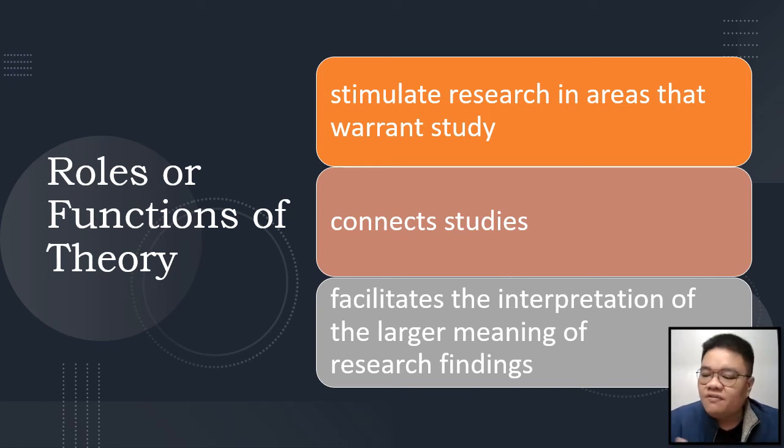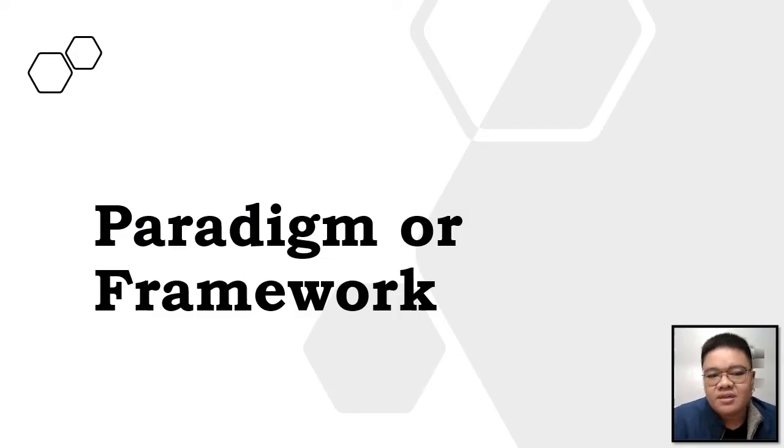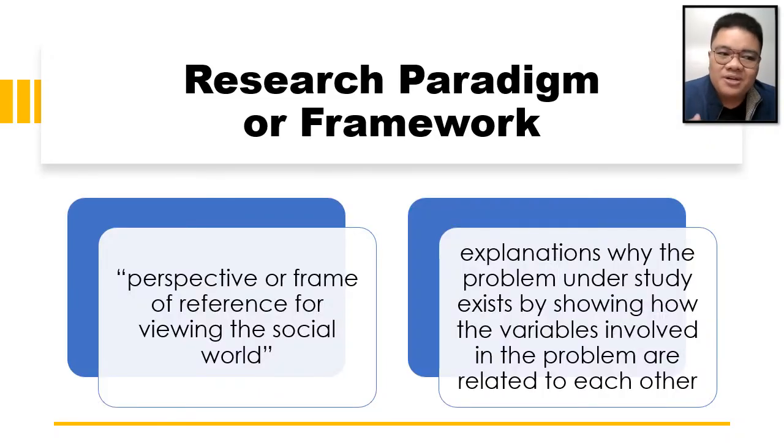It also connects different studies and it facilitates the interpretation of the larger meaning of research findings. Because oftentimes we are seeing the surface of the result. We are not seeing what is the larger meaning of this research finding. It's the theory that will be able to help us explain this. Now, paradigm or framework. Oftentimes you would hear the word paradigm and then you'll picture boxes in your research paper which would try to correlate two theories. So when I talk about paradigm, it's a perspective or frame of reference for viewing the social world.